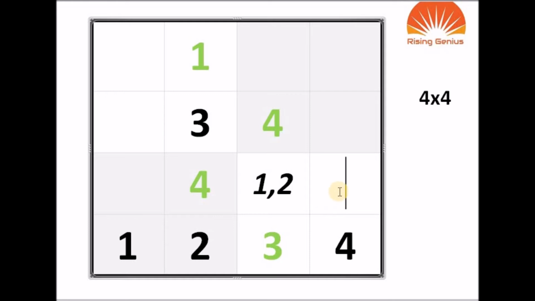Now can 1 come here? Yes. Why? Because this is small 1, so we don't have to see that. We have to see only big numbers. 1 can come because there's no 1 here or here. Then can 2 come? Pay attention. Can 2 come here? Can 2 come in this box?